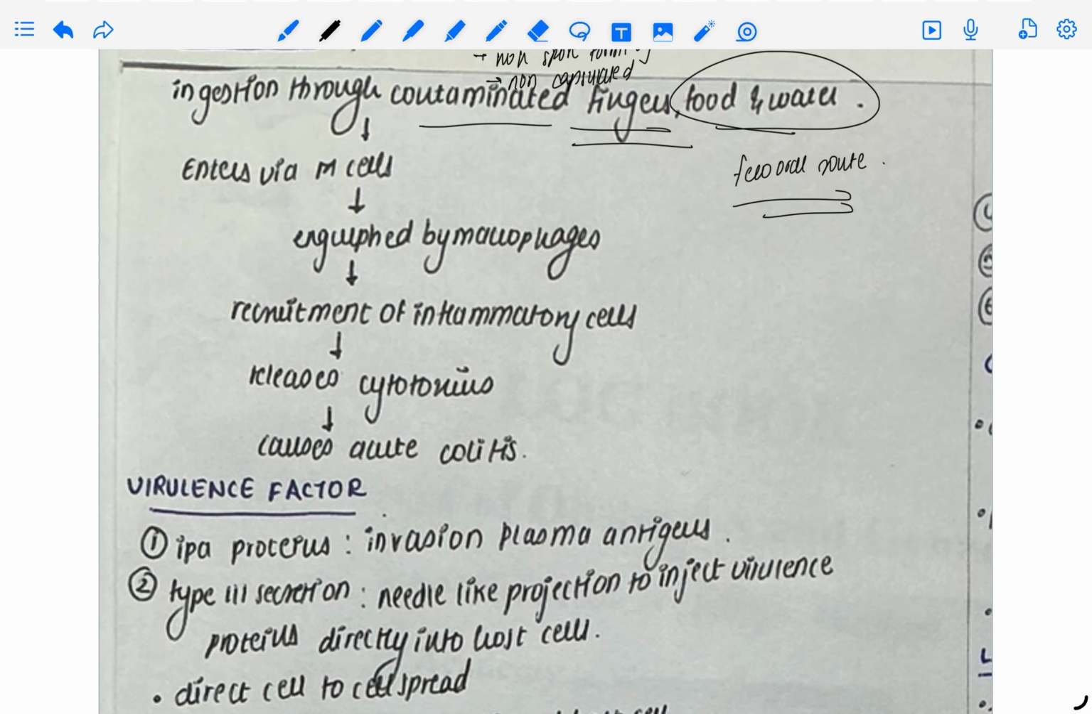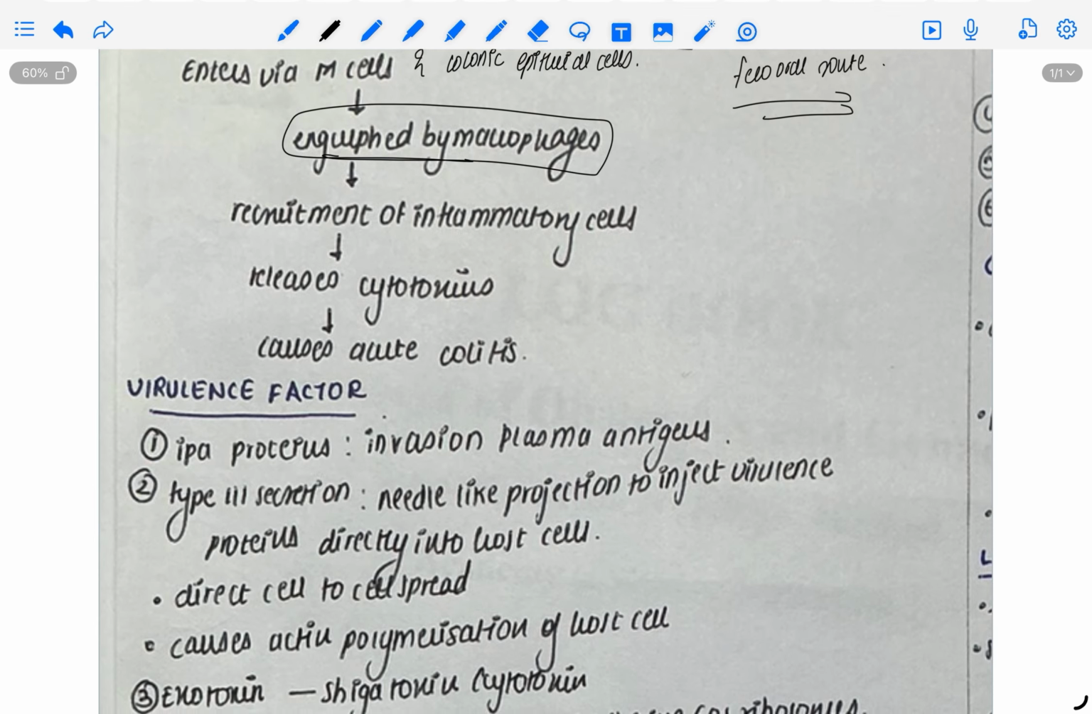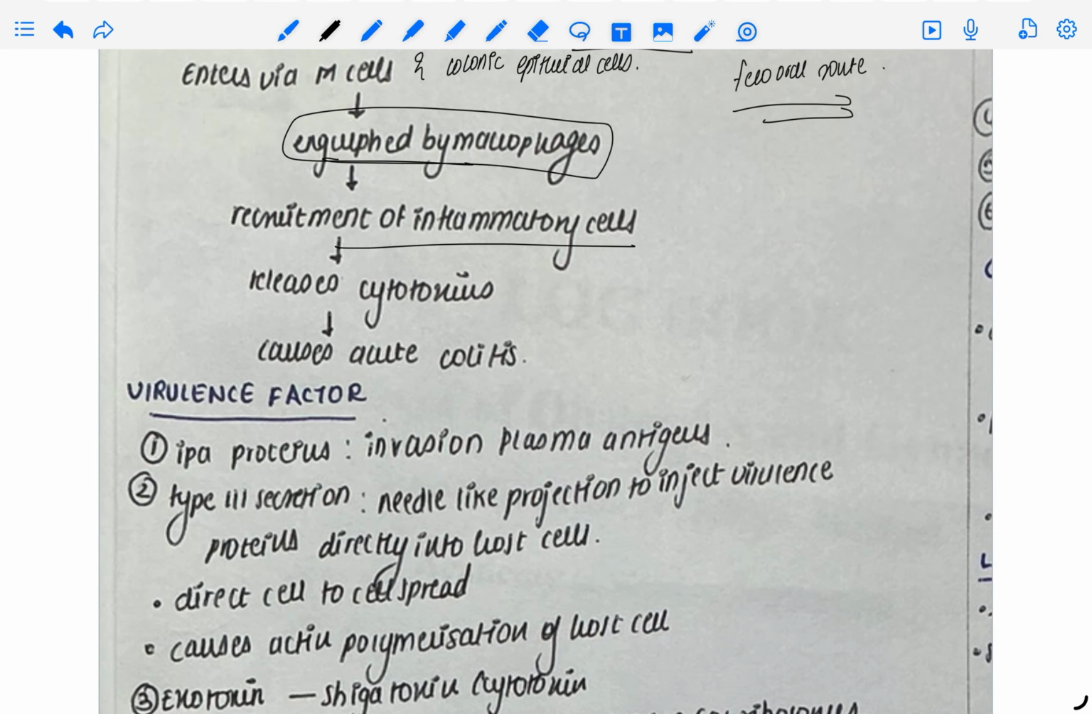Now when Shigella enters through contaminated fingers, when you put those contaminated fingers in your mouth, or through food or water that you take in, it goes inside your body. It survives the gastric acidity, reaches the colon, especially the distal colon, and invades the M cells and the colonic epithelial cells. After they invade, they are engulfed by the macrophages in the colon, which leads to recruitment of inflammatory cells, which release cytokines and cause acute colitis.